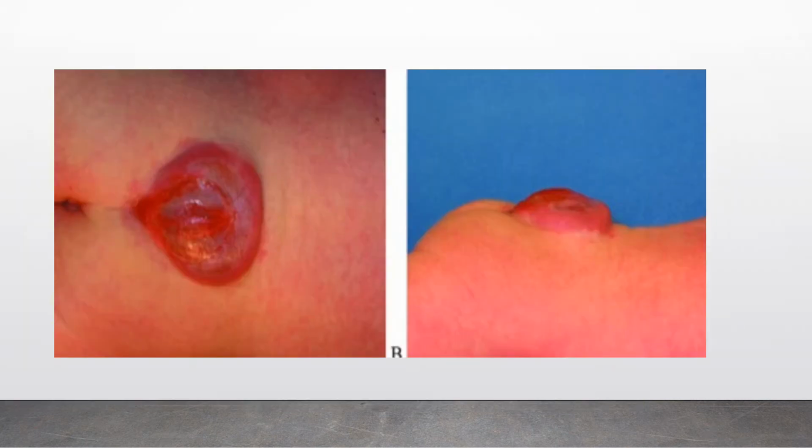And then here's another picture here. So here you can see some open neural tube defects. You can see protrusion of the spinal cord and its meninges, and beneath it will be the vertebral defects. This is the same.